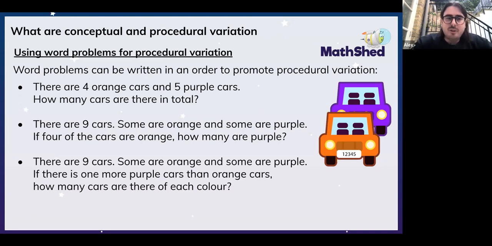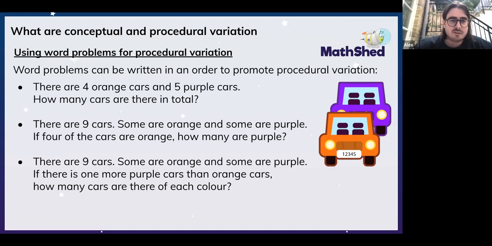Again, you can use word problems for procedural variation by sequencing them, by changing the focus of the word problem but keeping the numbers employed the same. And then asking the children after these three questions, okay, what do you notice about this series of questions?